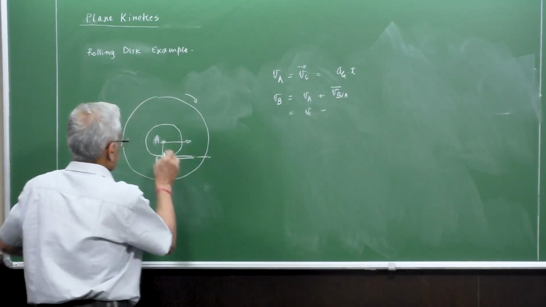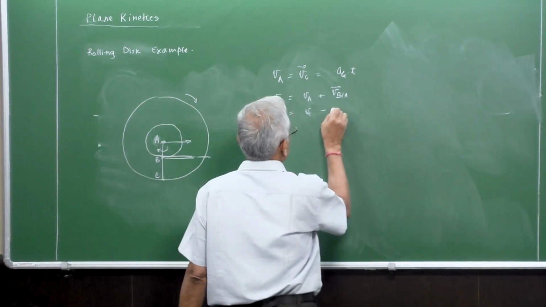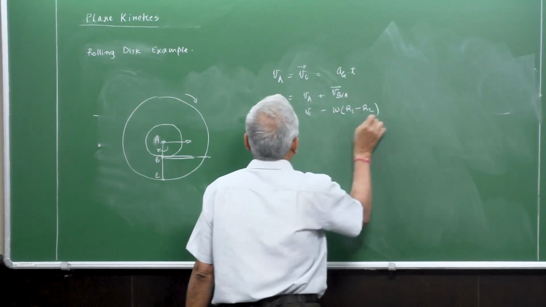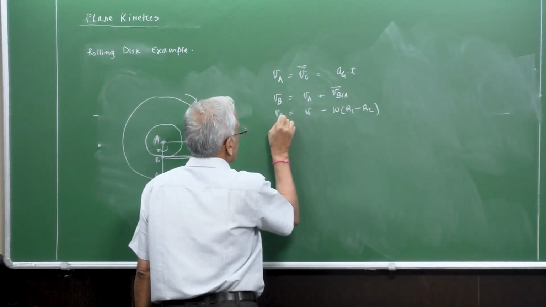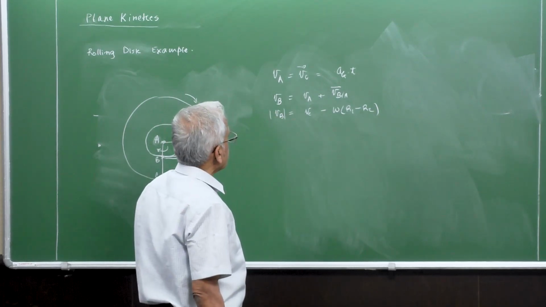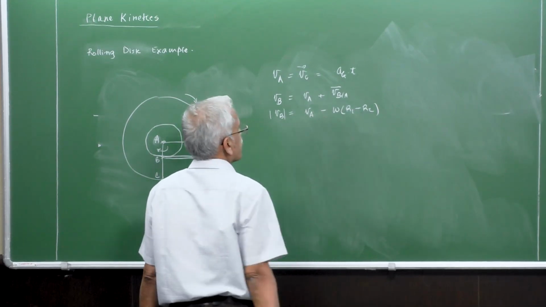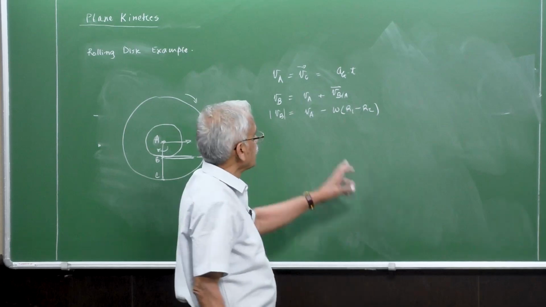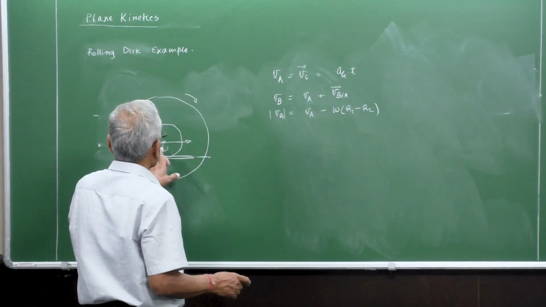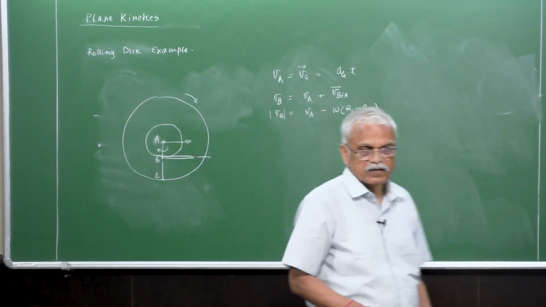So the angular velocity is like this one. So it is minus omega R1 minus R2. So this is the magnitude, right? Everything is horizontal, and then you can even write VA. Okay, so that means that the velocity of B here is less than that of velocity of A by so much of angular velocity here.